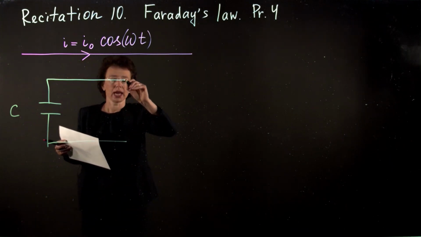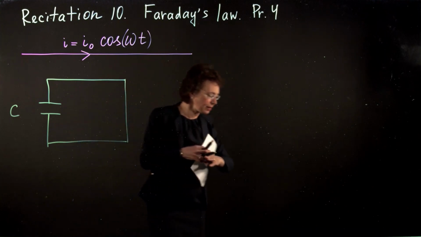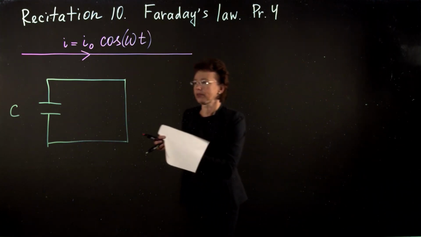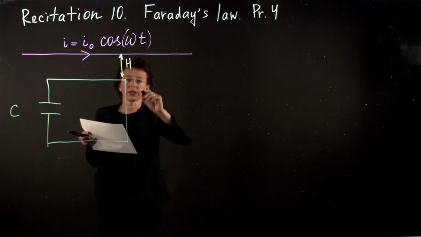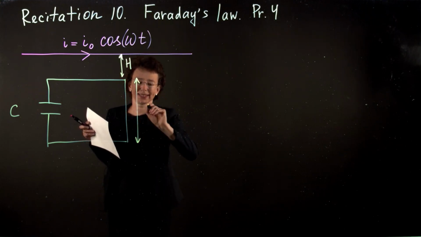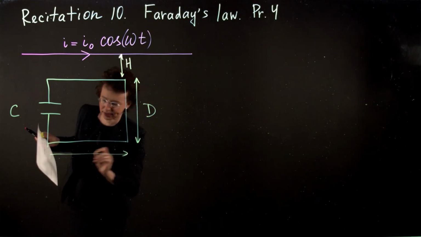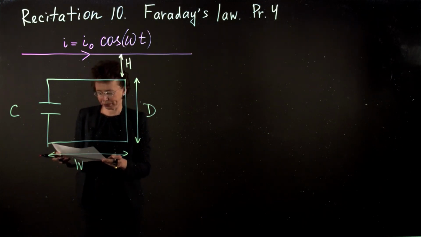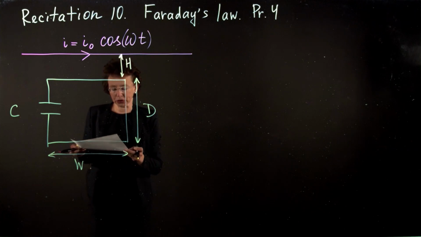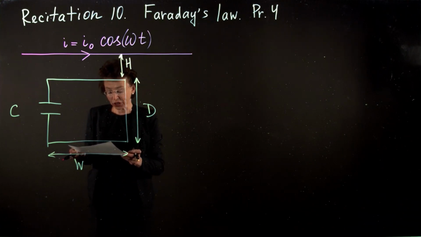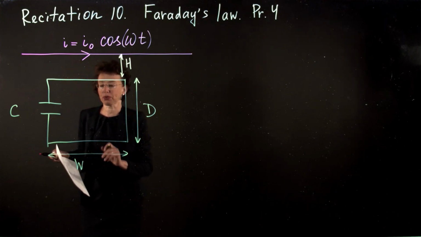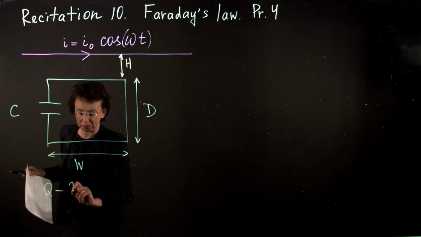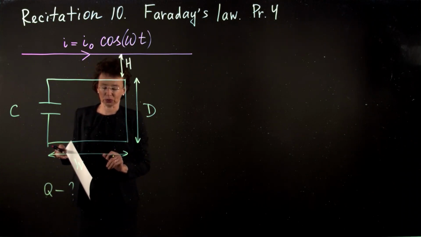This circuit has certain dimensions that are given. This distance is h. This distance is d. And this distance is w. One more time, the circuit has no resistance and its self-inductance can be ignored. Find the charge on the top plate of this capacitor as a function of time.